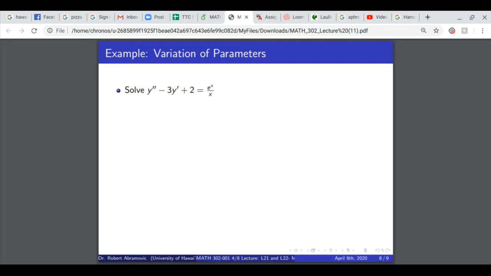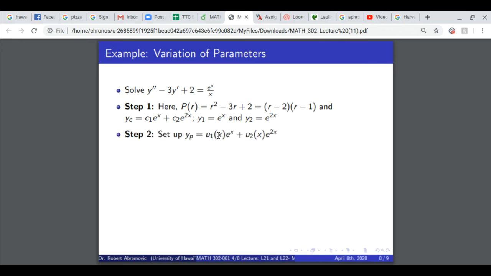Let's go over an example. Solve y double prime minus 3y prime plus 2y is equal to e to the x over, okay, this actually should have been cosine of e to the minus x. We'll see that in a second. Here, r squared minus 3r plus 2 factors into r minus 2 times r minus 1. The complementary solution is c1 e to the x plus c2 e to the 2x. y1 is e to the x, y2 is e to the 2x. We set up u1 of x times e to the x plus u2 of x times e to the 2x.